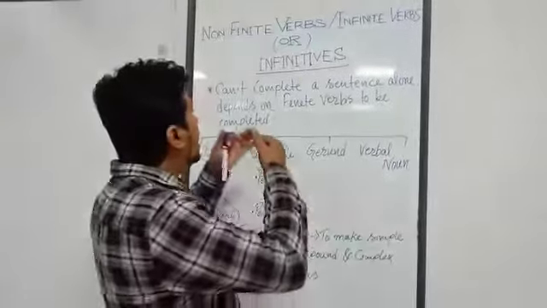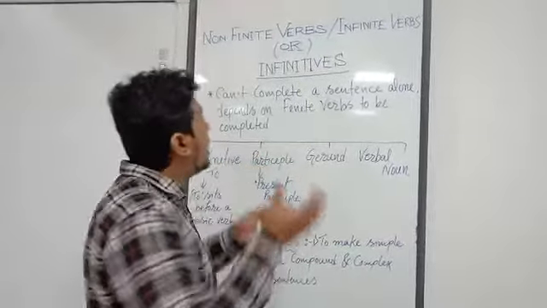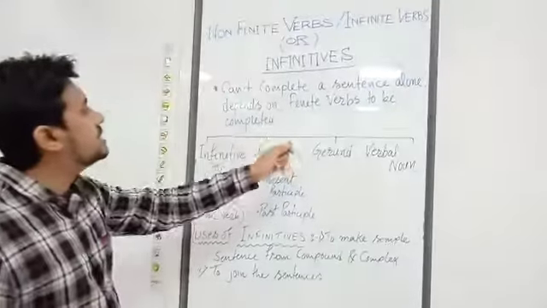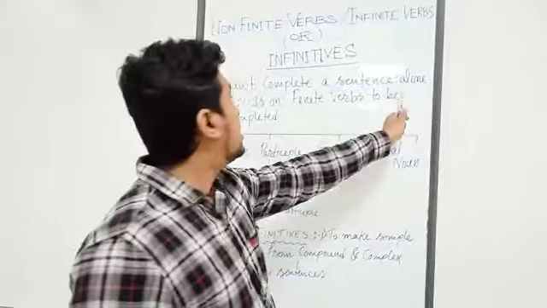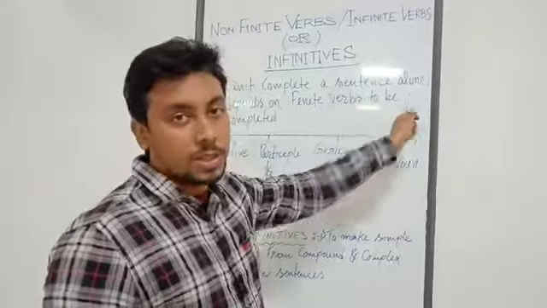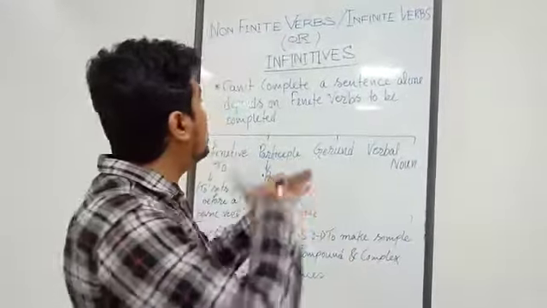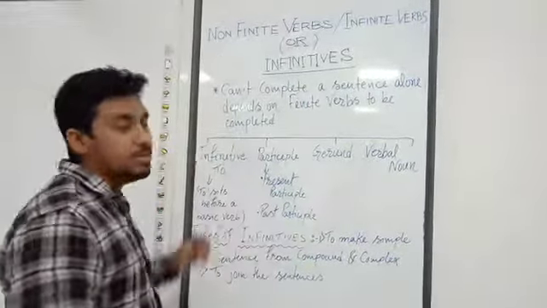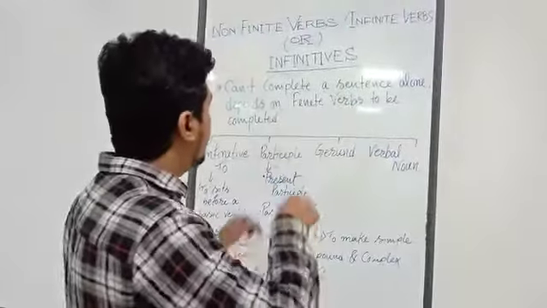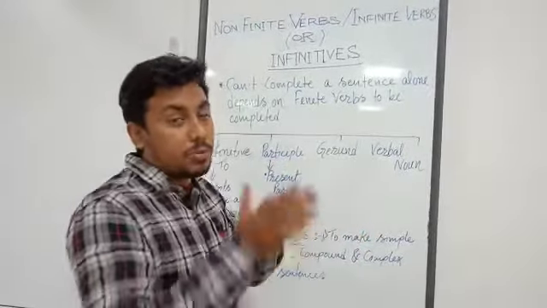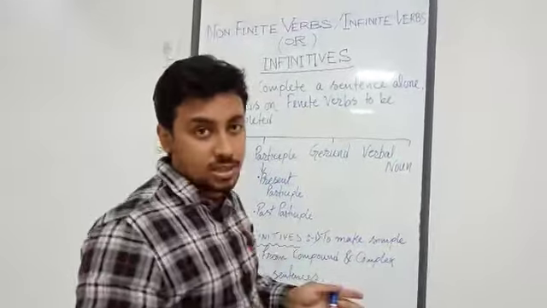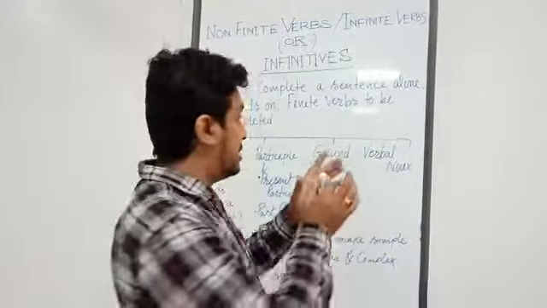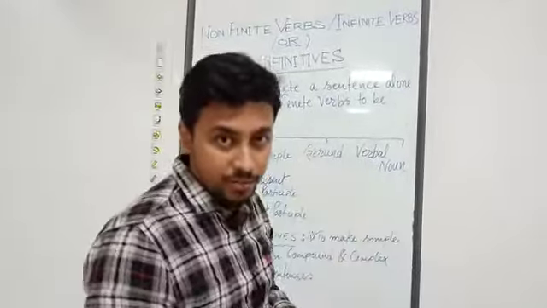It is a verb that cannot complete a sentence. So I have written: can't complete a sentence alone. So remember that, can't complete a sentence alone. It is necessary, but without the finite verb it cannot do anything. So it depends on the finite verb to be completed. It is used in the sentence, but without the finite verb it is useless. Okay, so it needs an assistant. It needs a boss, and that is the finite verb.